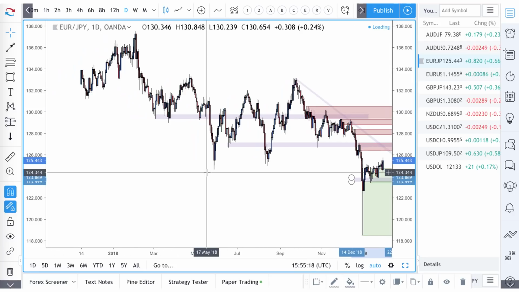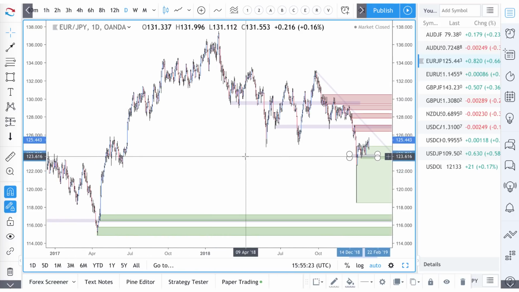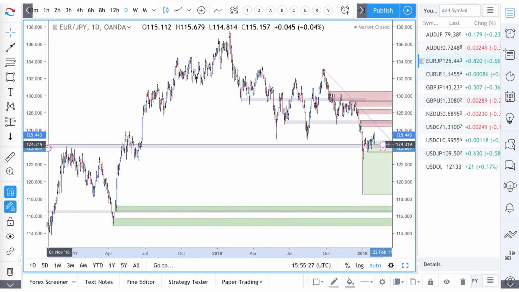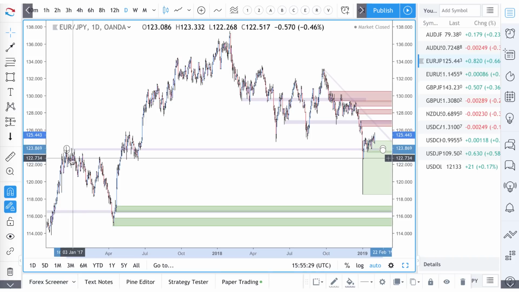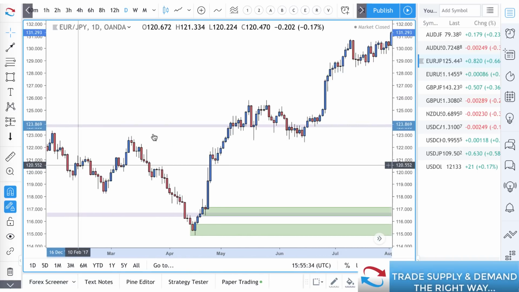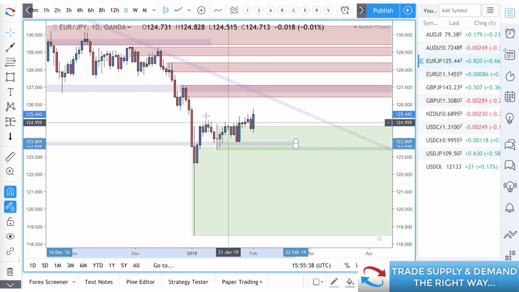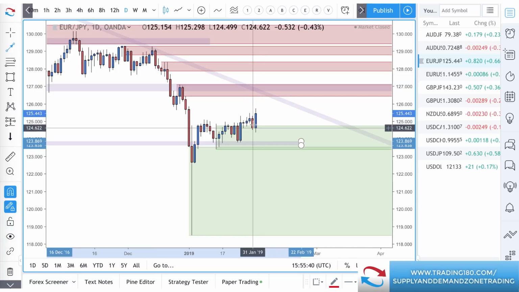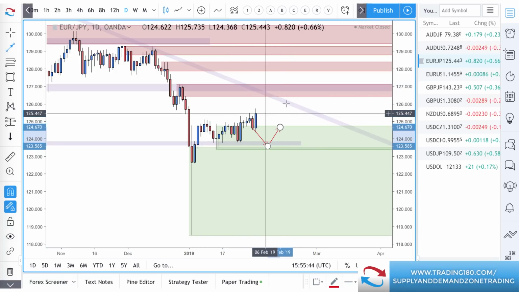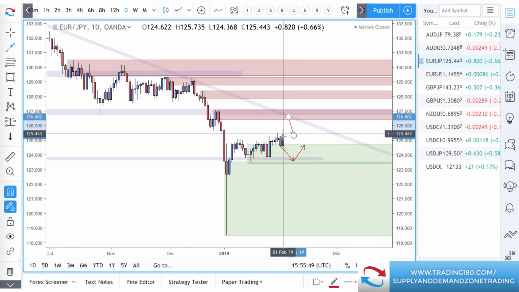Look to the left and just see if I can see anything. I suppose it's all right. You've definitely got a level there that has been tested. Yeah, it's quite a decent level. So if prices do come back down into this zone here, then look to be a buyer. From a selling perspective, again, this is going to be the area to look for sell trades.